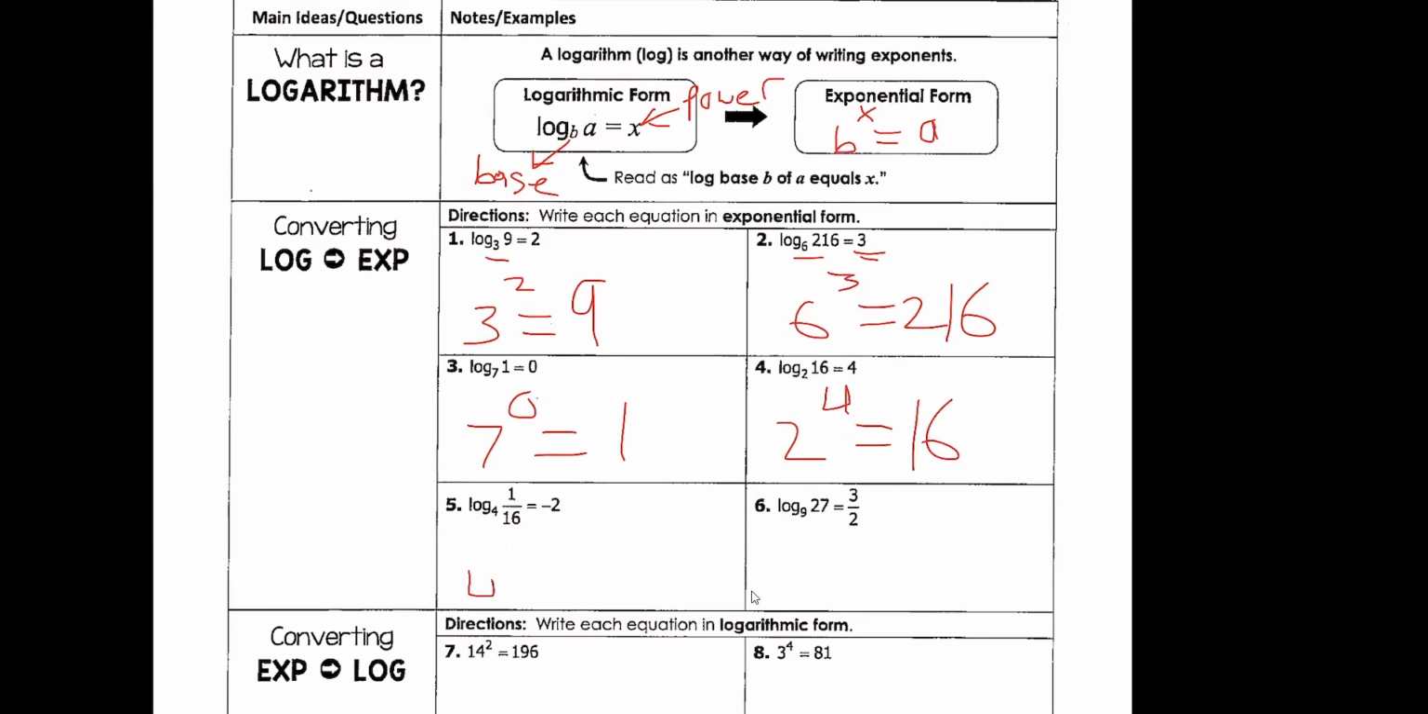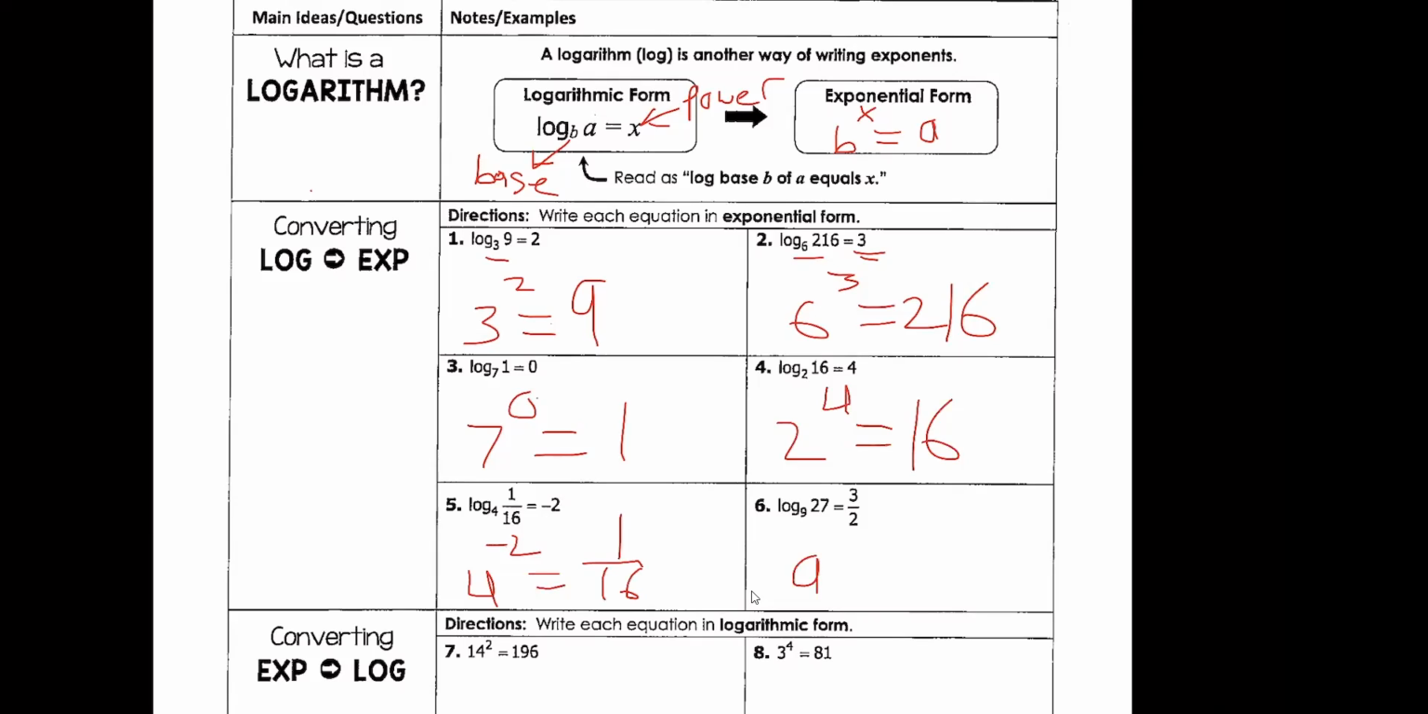So similar idea. 4 up to the -2nd would equal 1/16. That's a good thing to keep in mind. Anytime you have a fraction plugged in for your a, into a logarithm, you're going to get a negative answer for your power.